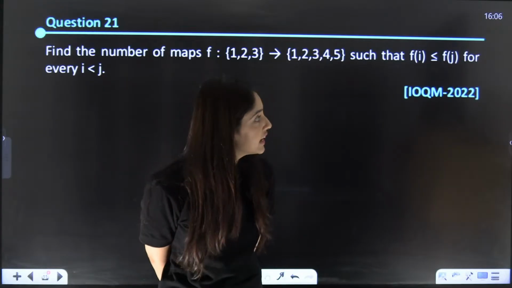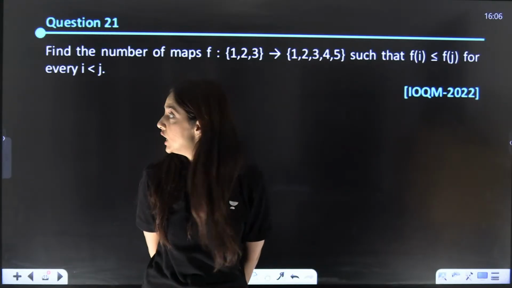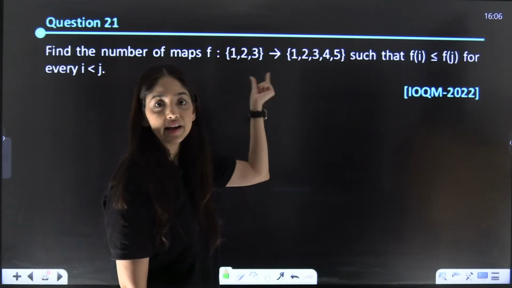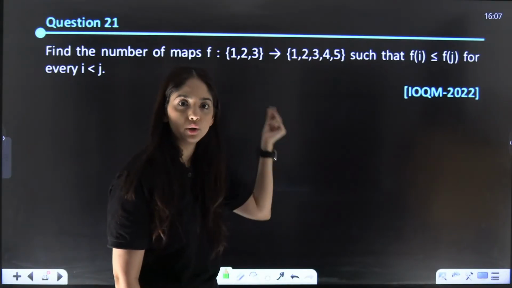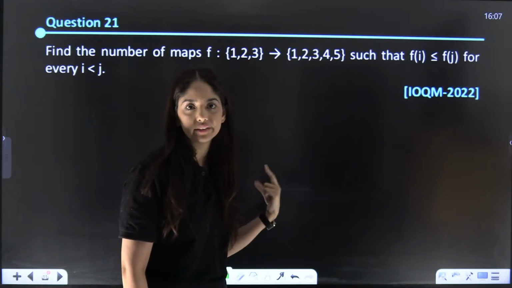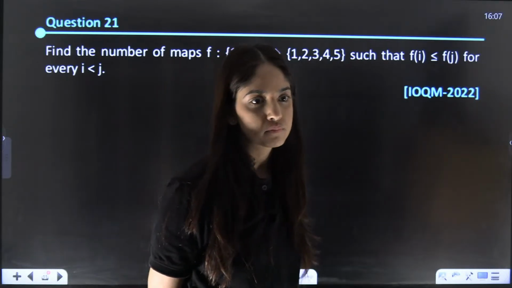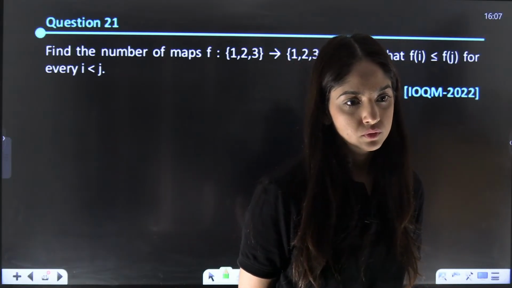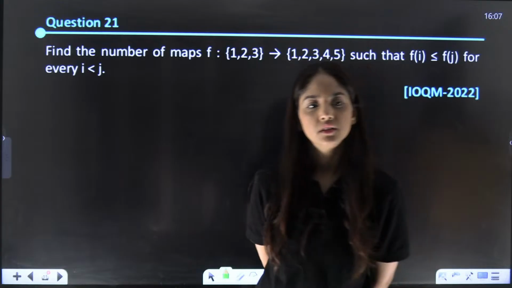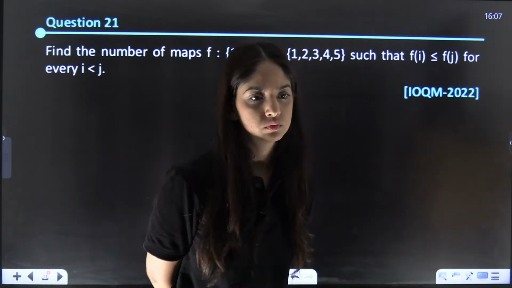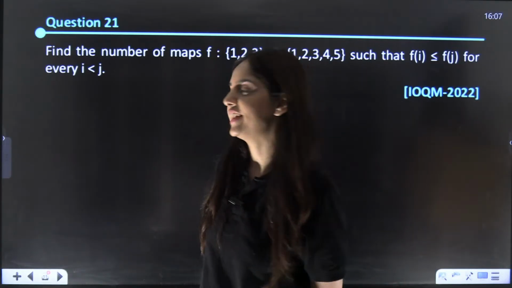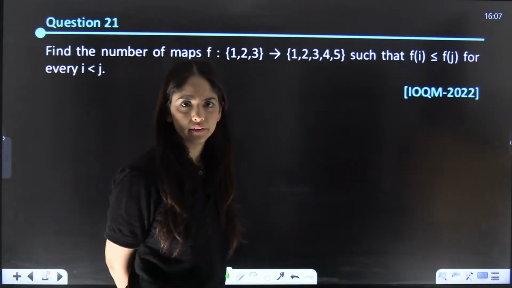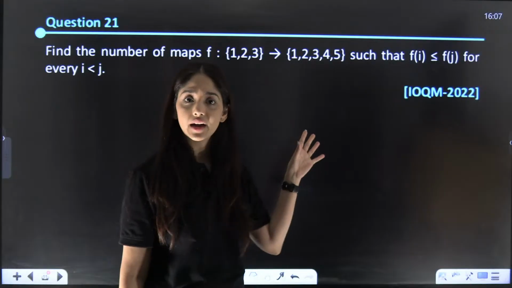So the condition is that f of i is less than or equal to f of j for every i less than j. That means if 1 is less than 2, then f of 1 will be less than or equal to f of 2. F of 2 cannot be smaller than f of 1. Easy, yes. Let's see how we actually do this one, because I don't think we solved it in our theory session.